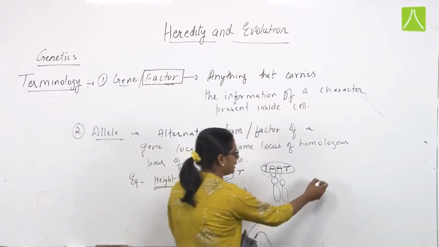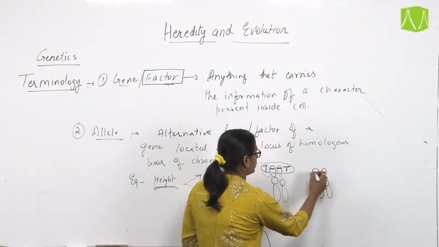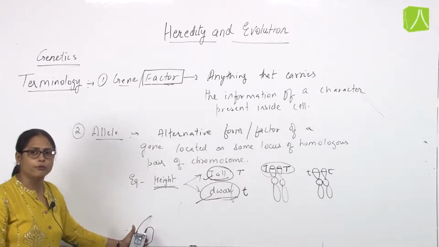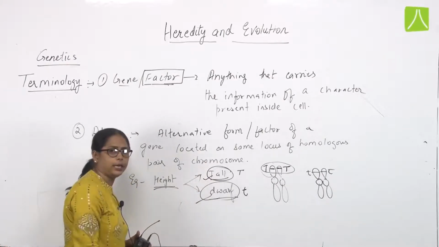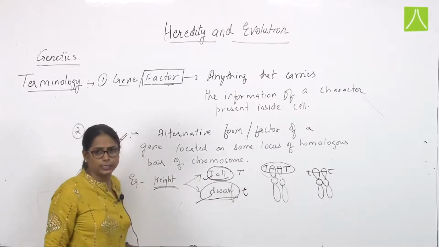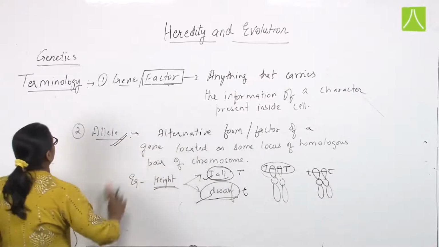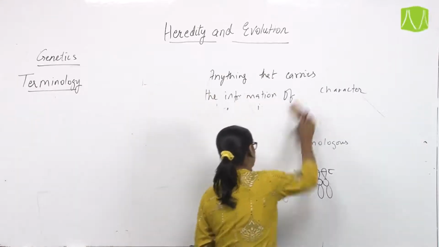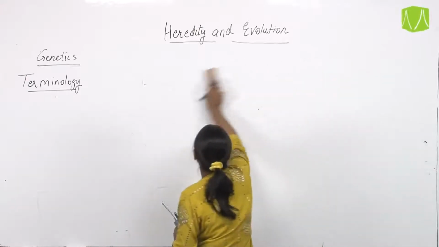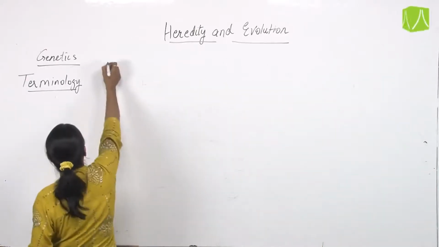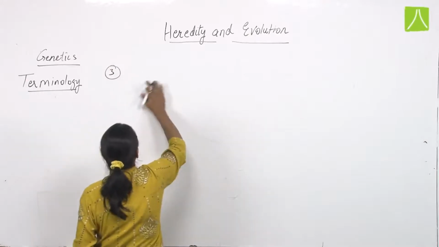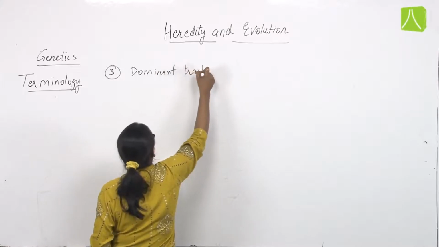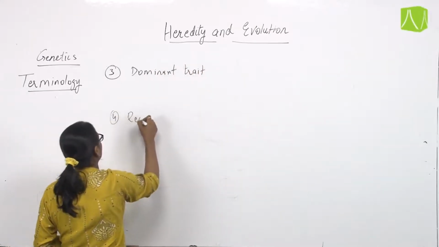Fine. Similarly, if dwarf, then it's small t and small t. So this is the location actually where the information of a particular variety is located, known as allele or a pair of allele. Third terminology is dominant trait, and fourth is recessive trait.